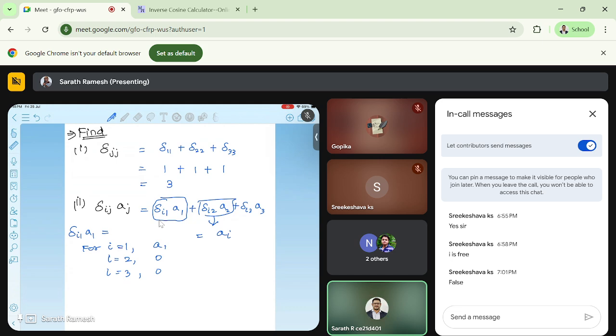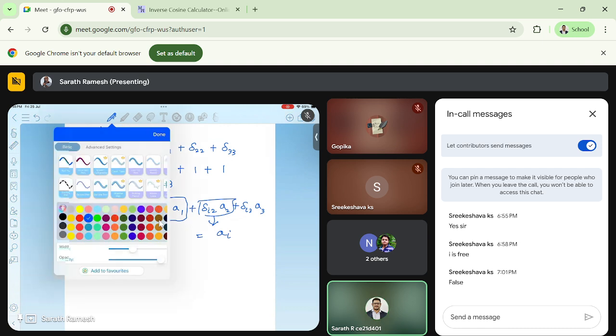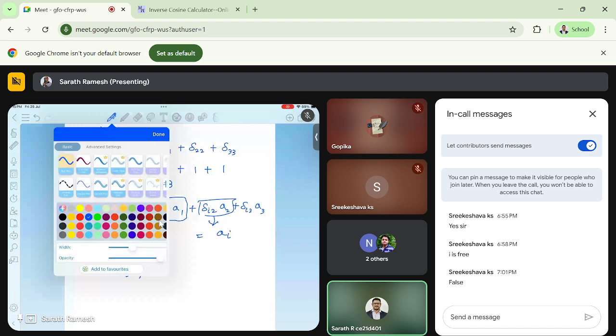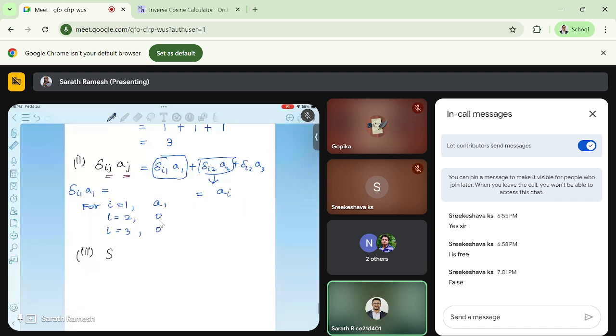This we call the contraction property of the Kronecker delta. You do not need to do all these steps every time. The first time maybe you can, but later you can just put this index as ai. Suppose I give one more question: delta ij ai. This will become aj or ai.